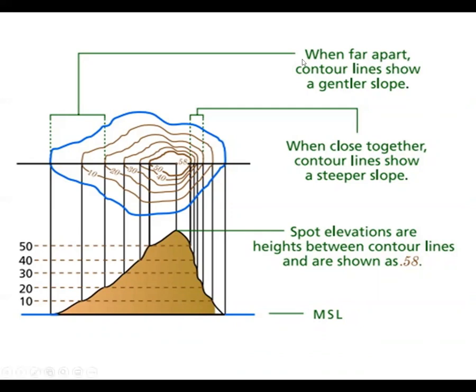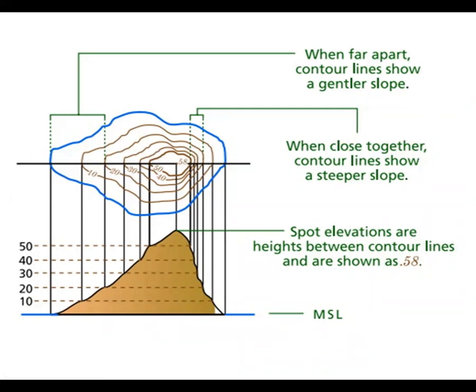I said earlier that topographic maps can make our adventures enjoyable and safer. How? Look at this topographic map here. This topographic map has how many contour lines? It has 1, 2, 3, 4, 5, and 6 contour lines.